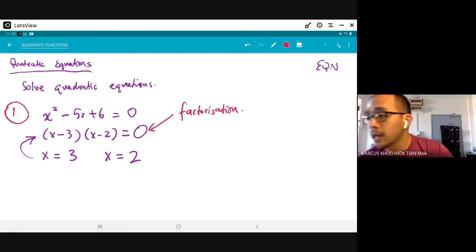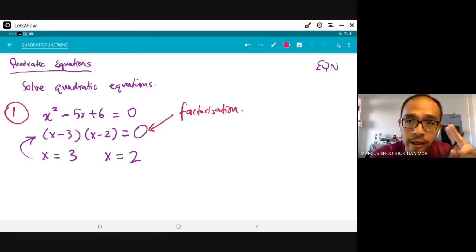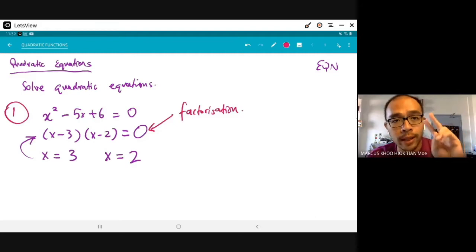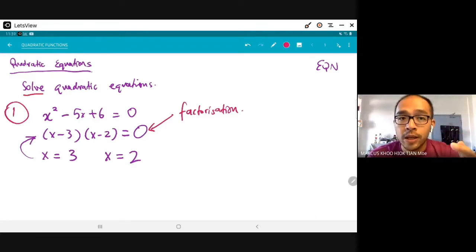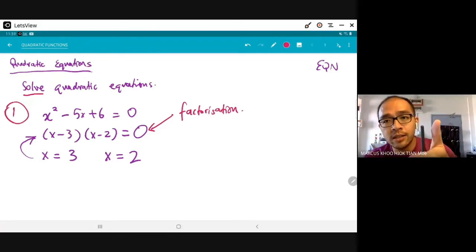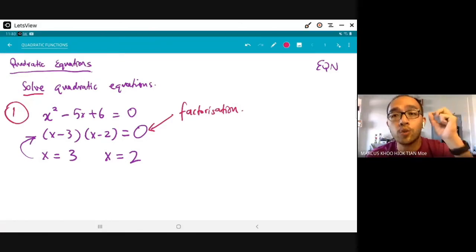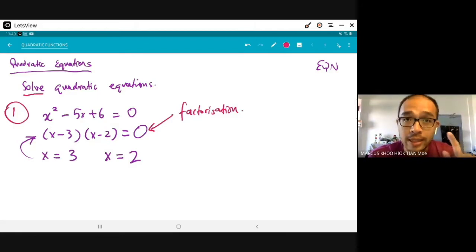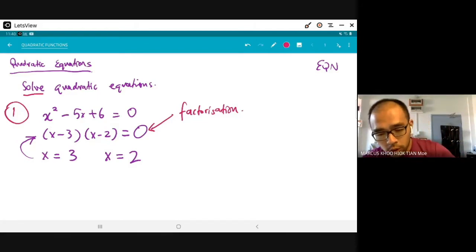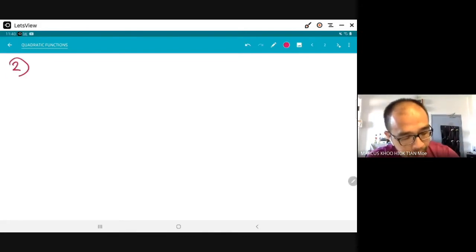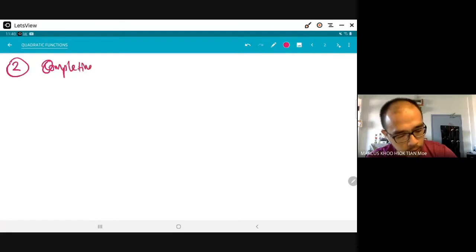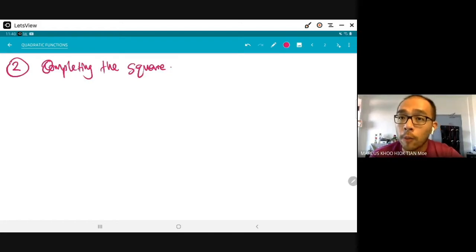So what I want to talk about today is 2 other methods. Kita punya tujuan hari ini adalah untuk mempelajari 2 more methods to solve quadratic equations. Whether you use factorization or method 2 or method 3, you will get the same answer. That's the point of today's lesson. The second method selain daripada factorization is this method called completing the square.